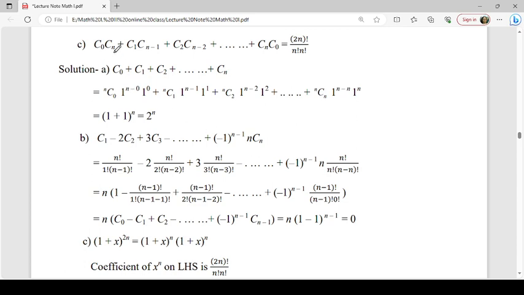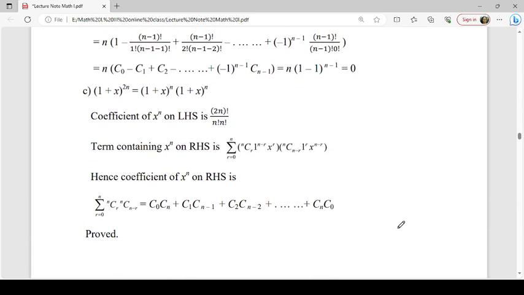Then for this next one, to prove it, what we will do: (1 plus x) to the power 2n. This is (1 plus x) to the power n into (1 plus x) to the power n. The base is the same, so the powers add, n plus n, so it is 2n. Now we expand separately, so the coefficient of x to the power n here is 2nCn.